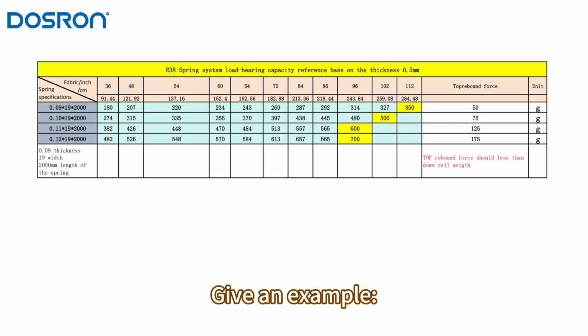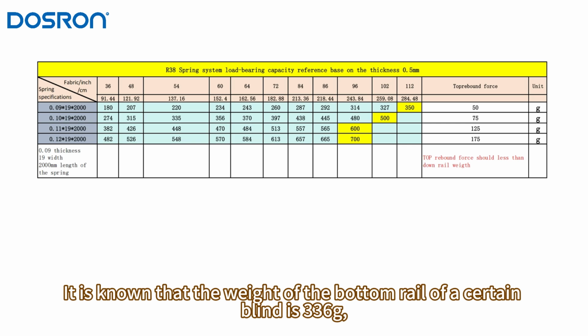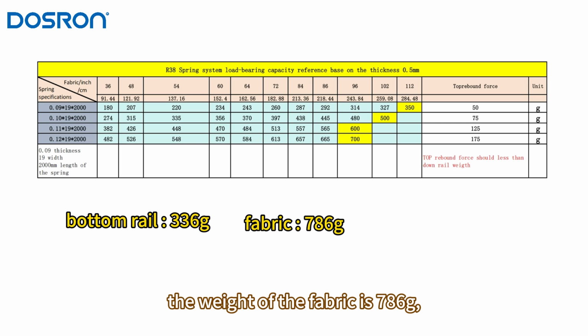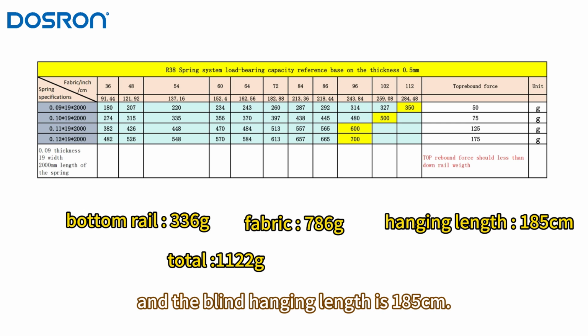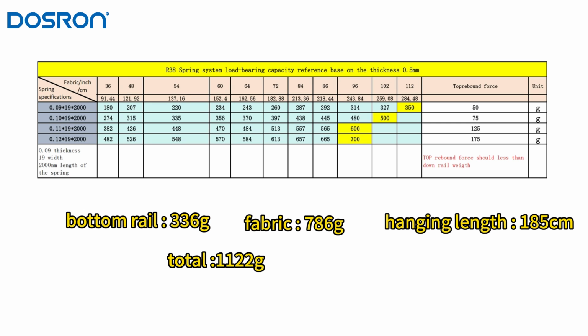Give an example. It is known that the weight of the bottom rail of a certain blind is 336 grams. The weight of the fabric is 786 grams. The total weight is 1,122 grams. And the blind hanging length is 185 centimeters.